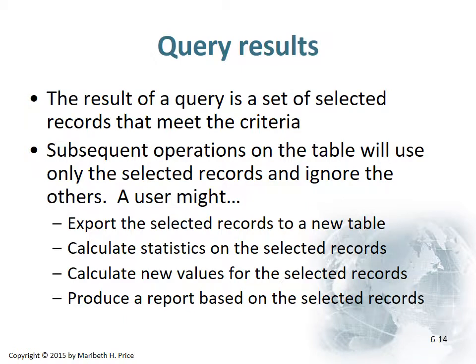When things are selected, so for example, if you made a selection out of a table, you can export those selected records to a new table and data set by using the export function. You can calculate statistics on just the selected records alone if they're numerical. You can calculate new values for those selected records using the GUI field calculator. Or you can produce reports based on those records using the interface.